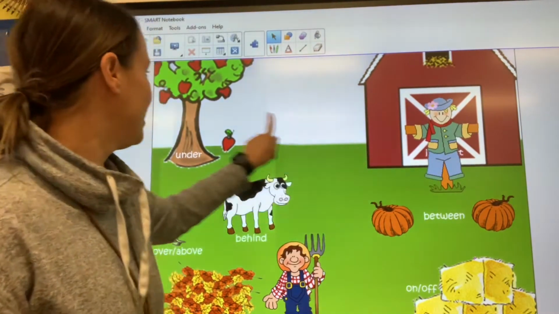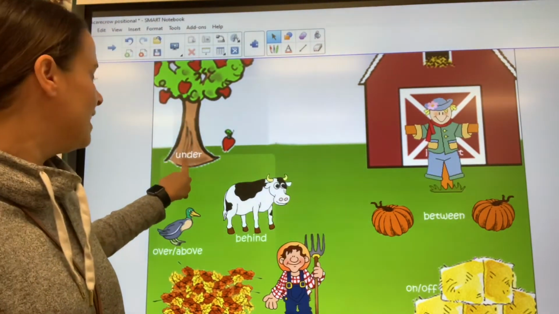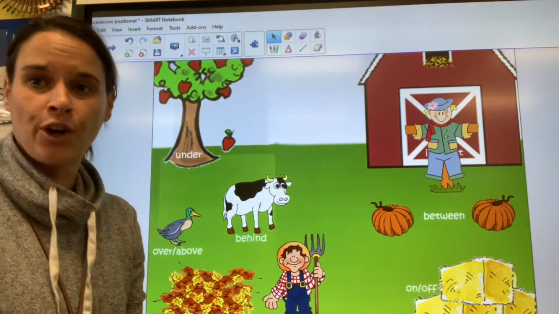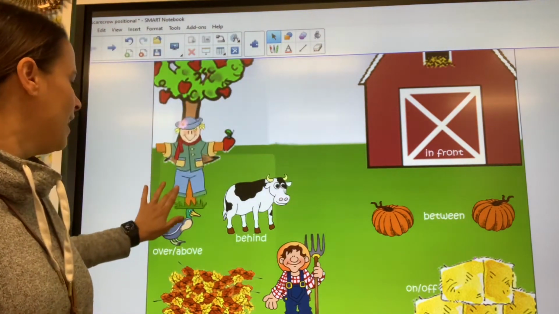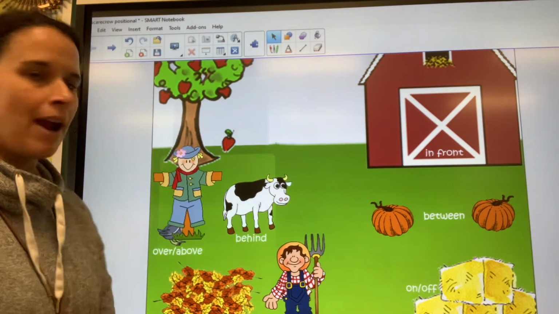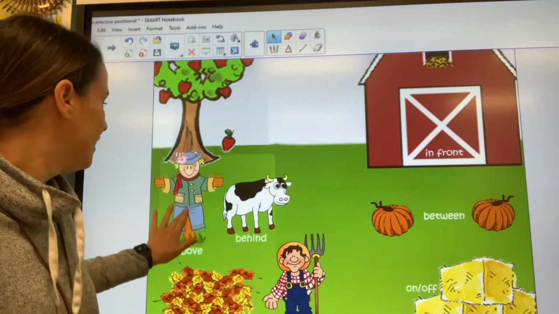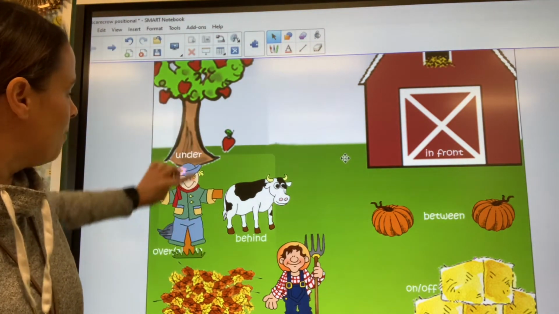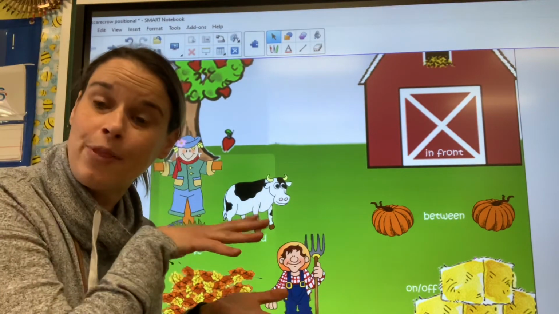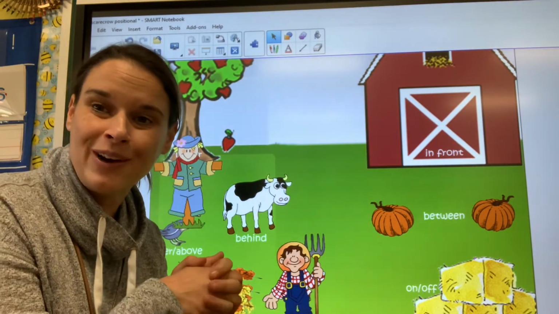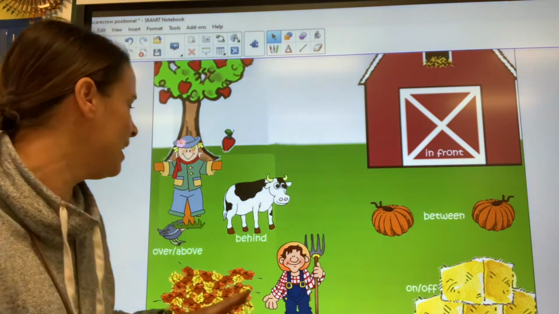Next, I'm going to come over here to the apple tree. Can you see it? And it says to put the scarecrow under the apple tree. I'm going to move him over here. We're going to go under the apple tree, right? He's under it now, because the apple tree is on top of him. He's under the apple tree. Did you ever sit under a tree? That's when you sit at the bottom of it, right? Maybe you sit there on a hot day so you can sit in the shade.